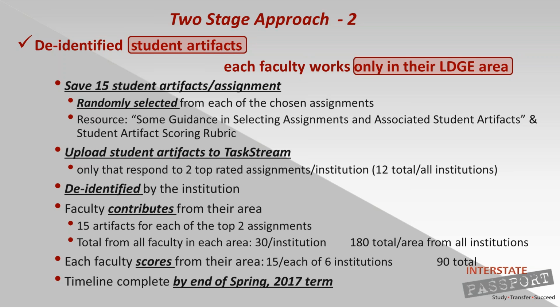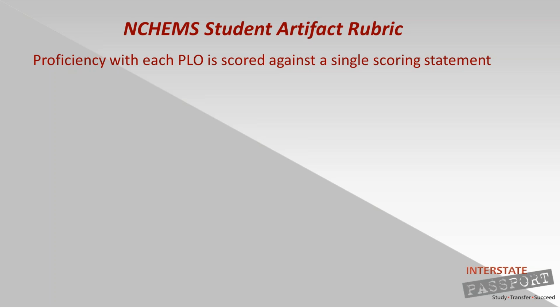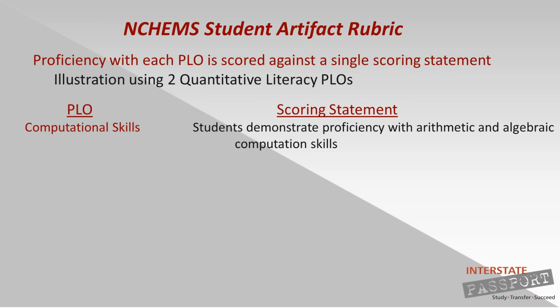But just as with the assignments, the NCHEMS has developed a student artifact rubric. So proficiency with each PLO is going to be scored against a single scoring statement. Let's look at an illustration of a couple of those scoring statements. These illustrations come from quantitative literacy PLOs. For the PLO of computational skills, the scoring statement for the student artifact is that the student demonstrates proficiency with arithmetic and computational skills.